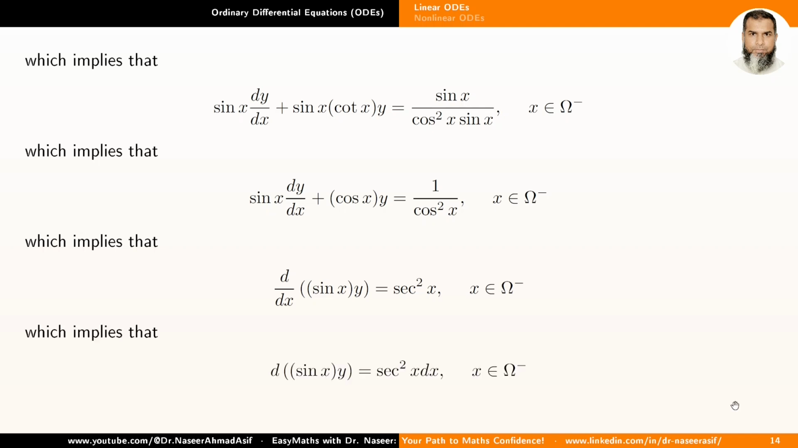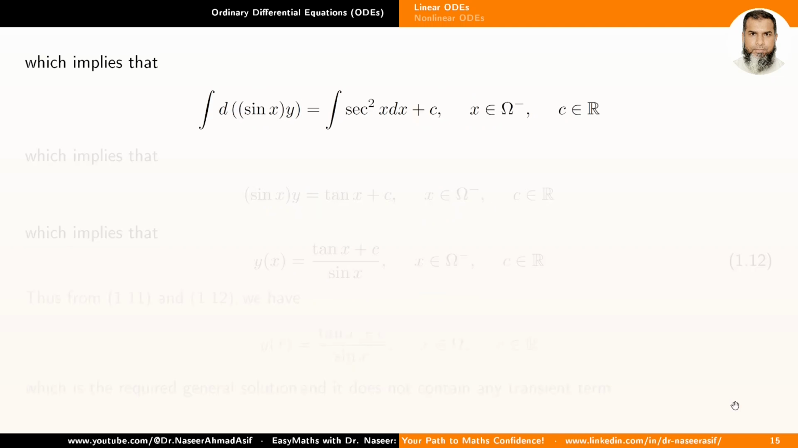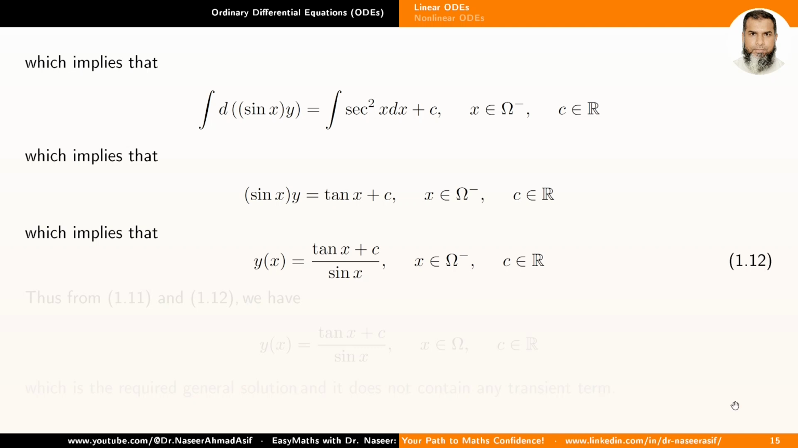So d of (sin x into y) is equal to sec²x dx, where x belongs to Ω minus. Now taking the integral, we have integral of d(sin x into y) is equal to integral of sec²x dx plus c, where x belongs to Ω minus and c is an arbitrary constant. So sin x into y is equal to tan x plus c. Now dividing this by sin x, we have y(x) is equal to (tan x plus c) over sin x, where x belongs to Ω minus and c is an arbitrary constant.